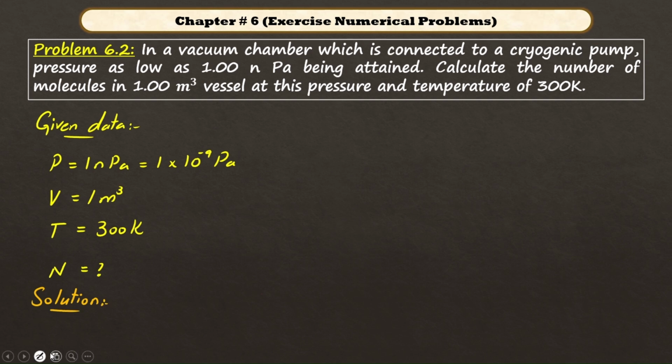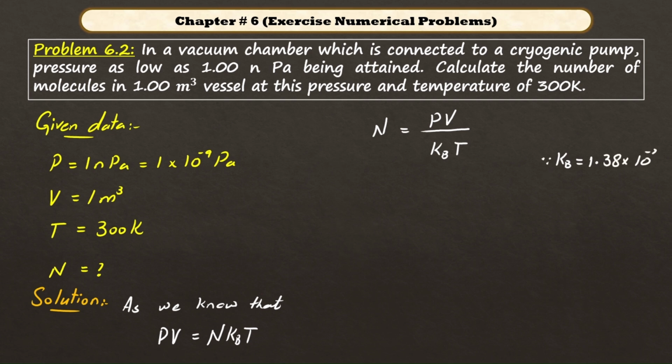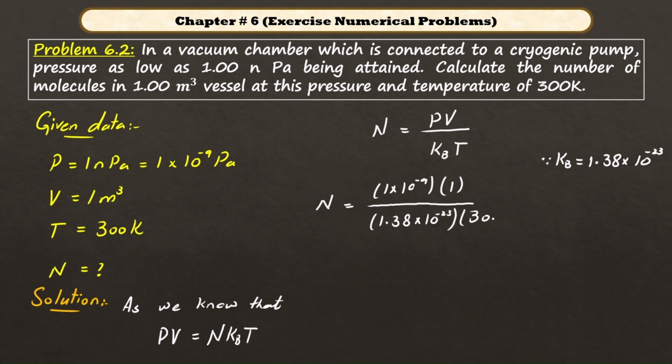Solution: as we know that PV is equal to N kBT, separate it for N, so it is equal to PV over kBT. kB is the Boltzmann constant and its value is 1.38 into 10 to the power minus 23. By putting the values of P, V, kB and T in this formula, we get N is equal to 2.14 into 10 to the power 11 molecules.